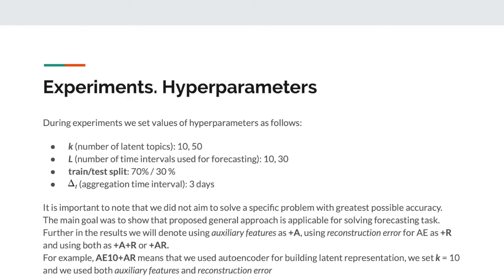It's very important to note that we did not aim to solve a specific problem to get the best results on it. The main goal was to show that the proposed general approach is applicable for forecasting event streams.